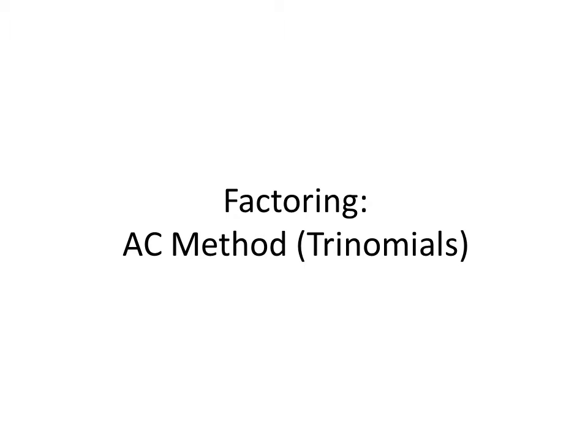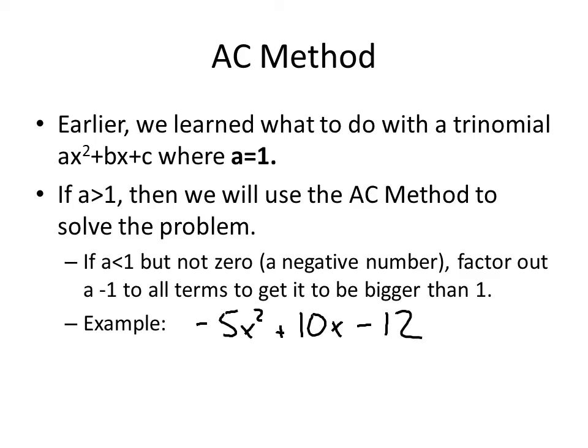In this presentation, we are going to show you another factoring technique for trinomials called the AC method. Earlier, we learned what to do with a trinomial when a is equal to 1. It was a very simple process. We could just take c, find multiples of c that added up to equal b. But now we need to learn what to do if a isn't equal to 1 anymore. And that's where the AC method comes in.